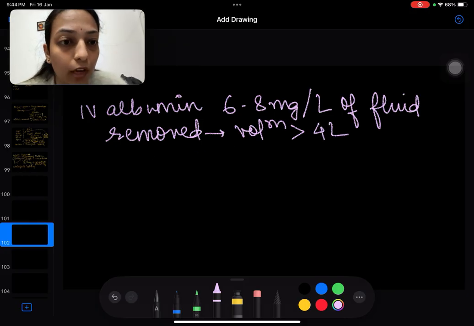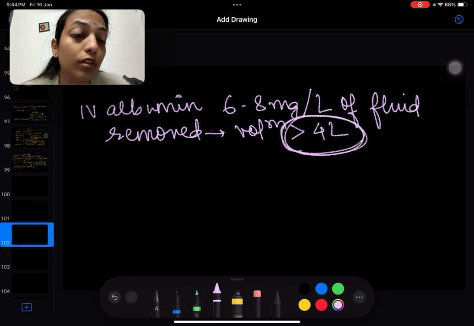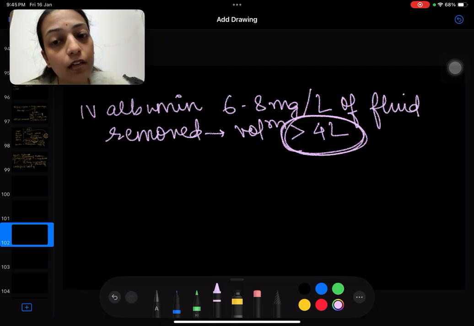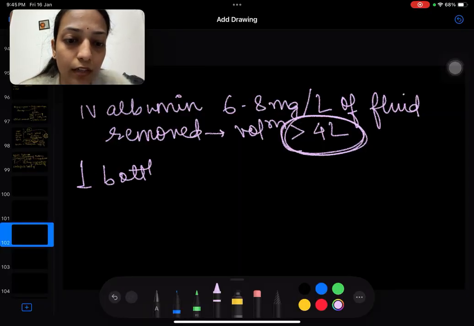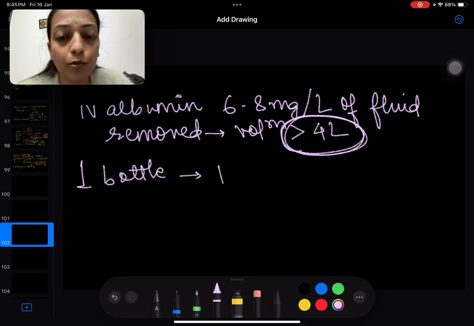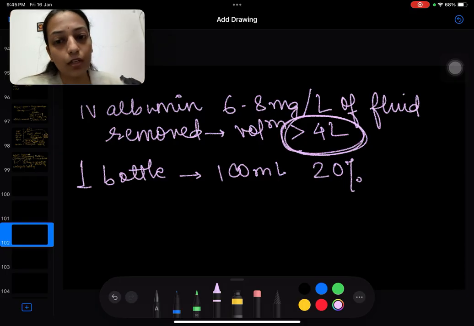Honestly, this does not happen in our ER. It is very, very difficult to take out 4 liters of fluid without the patient going into shock. As far as I have observed in our ER, we first take the patient on albumin. One bottle of albumin in our ER is 100 ml, and that is 20%, right? So that is 20 grams actually.